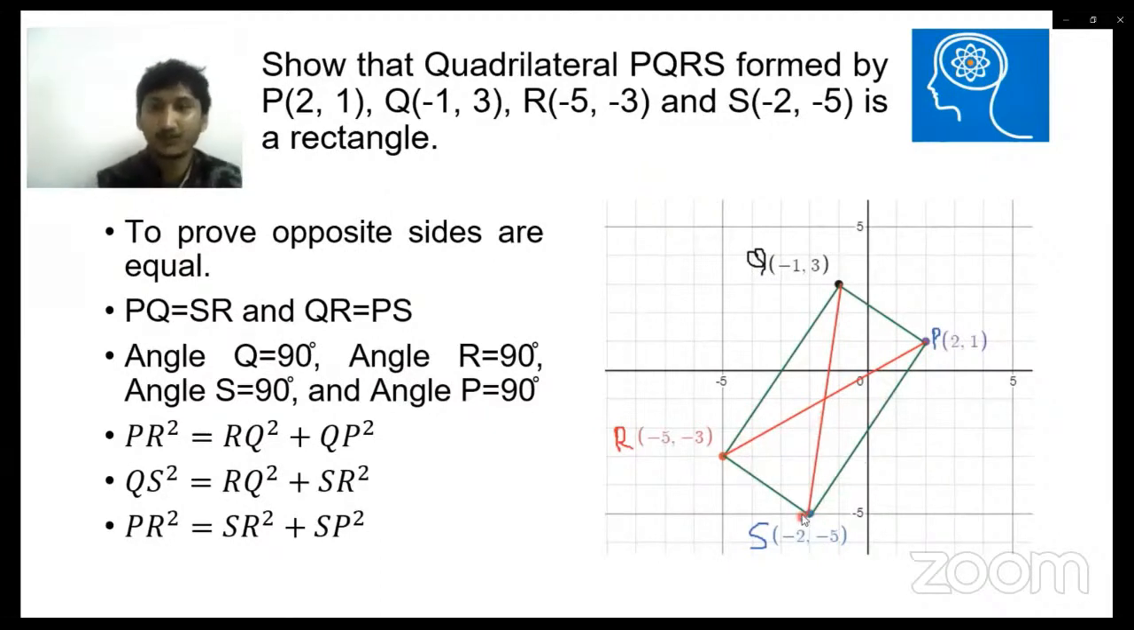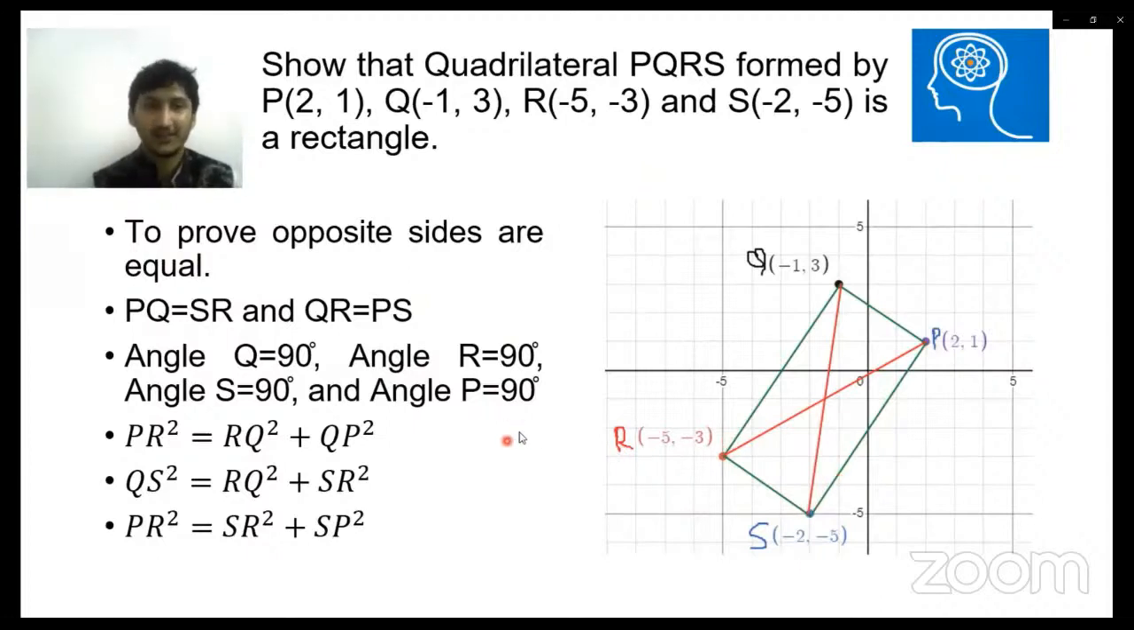Now, in order to prove that angle S is equal to 90 degrees, what will we have to do? Similarly, like we used earlier, we will have to prove that PR square is equal to RS square plus SP square. So, by using Pythagoras theorem, we can tell that this is 90 degrees.